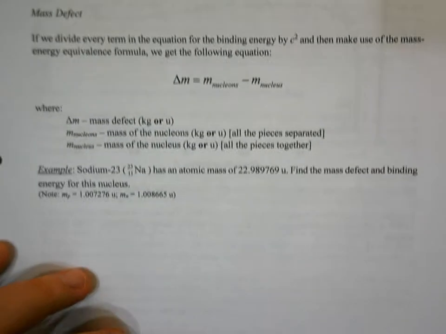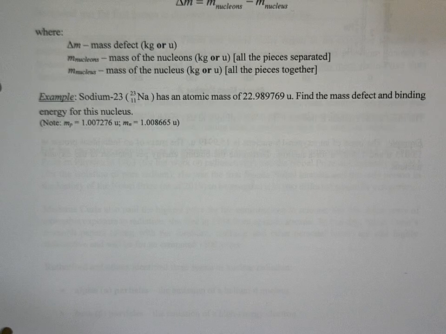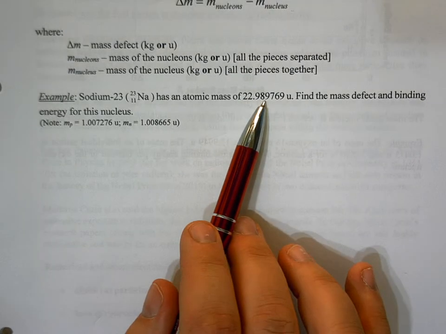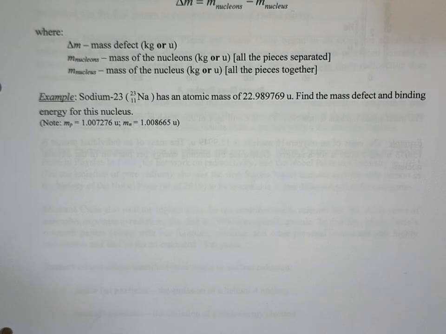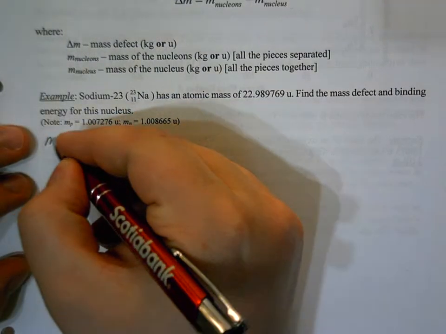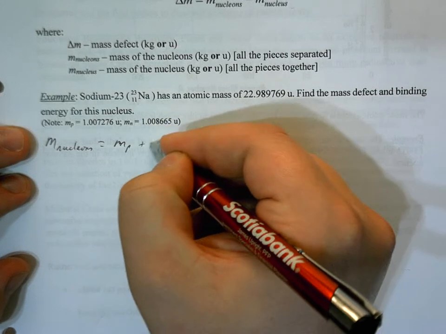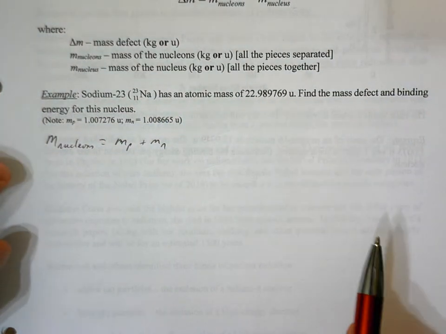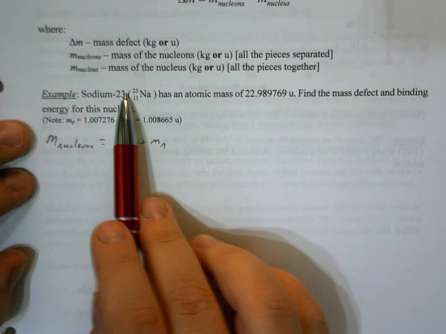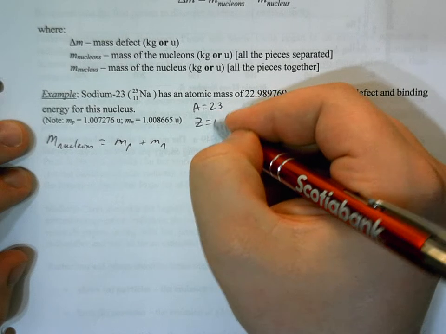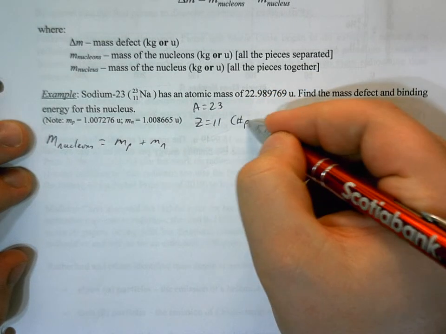So let's look at the mass defect and the binding energy for sodium-23. So sodium-23, it has an atomic mass of 22.989769 u. So we'd like to find the mass defect and the binding energy for this. Alright, so the mass of the nucleons, it's going to be the mass of the protons plus the mass of the neutrons. Now, in this nucleus, we have an A value of 23, we have a Z value of 11, which is my number of protons.